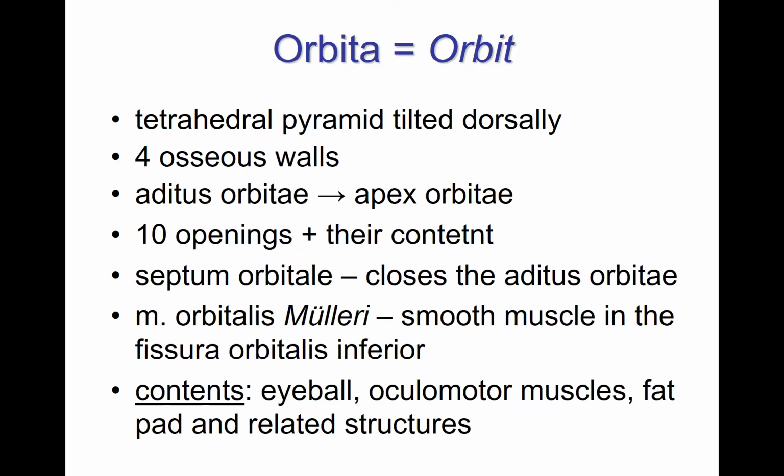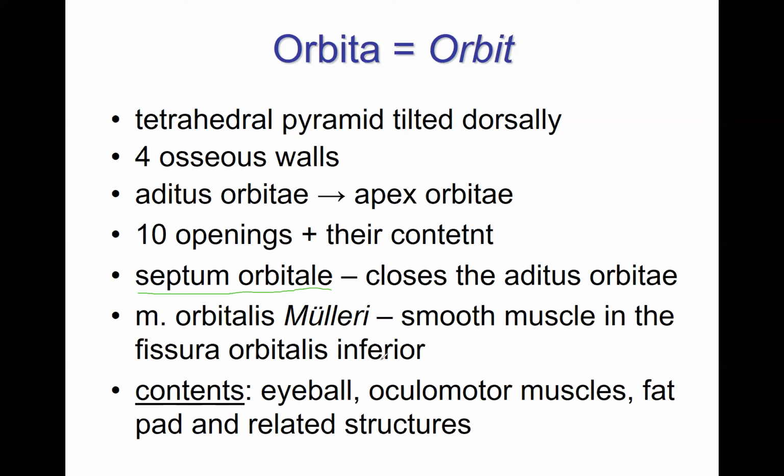There are 4 osseous walls. The walls contain 10 openings, and the openings contain vessels, nerves, and some other structures. Maybe a new structure for you is the orbital septum. The orbital septum is a frontal connective tissue plate which is located within the aditus of the orbit. And of course, there's an opening between the upper and lower lid, and the lacrimal gland is within the septum. So this septum prevents the eyeball from falling out ventrally.